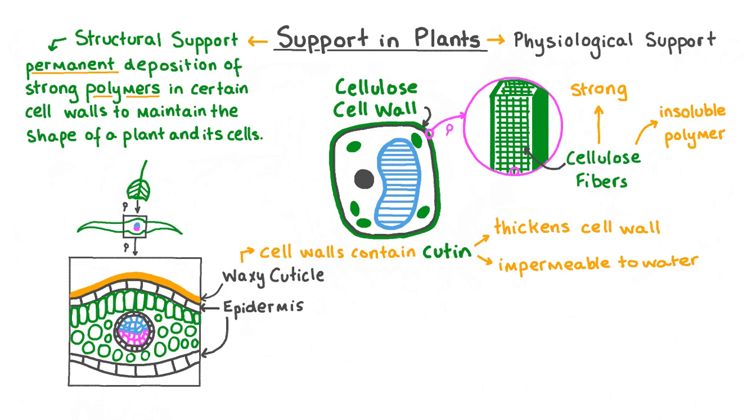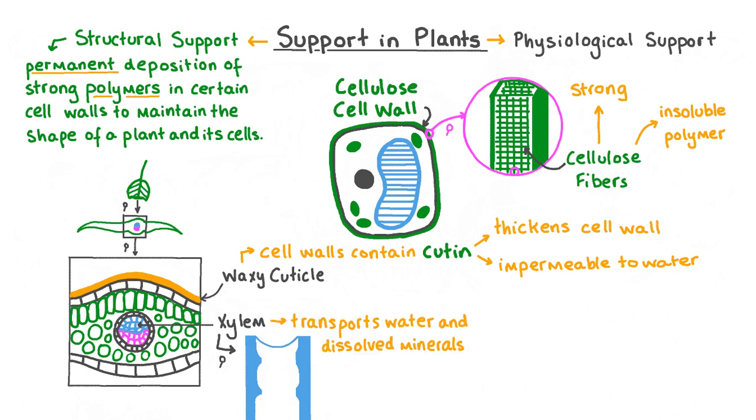Let's take a look at some different cells in this leaf. The cells highlighted in blue in our diagram make up a tissue called the xylem. We can see the magnified structure of part of a xylem vessel here. The xylem is part of the plant's vascular transport system, responsible for transporting water and minerals from the roots to the rest of the plant.